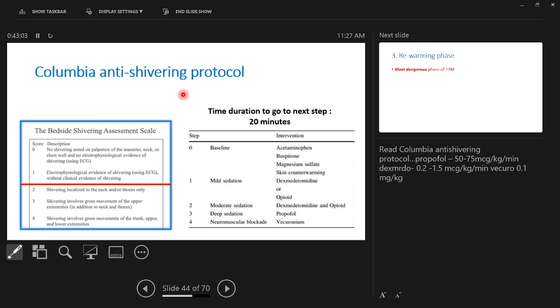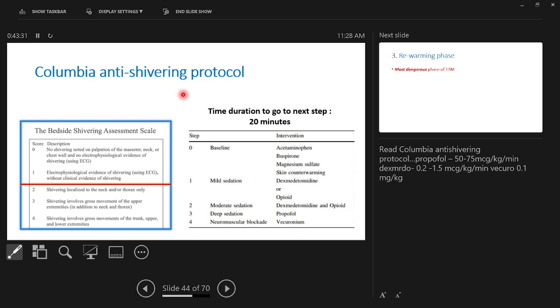In score 0, there will be no shivering, either clinically or on the ECG. There will be no ECG evidence of shivering. In case of score 1, we can get the evidence of shivering from the ECG. In this case, we have to start from the baseline, from stage 0. Any person who is starting TTM, we should start with anti-shivering measures.